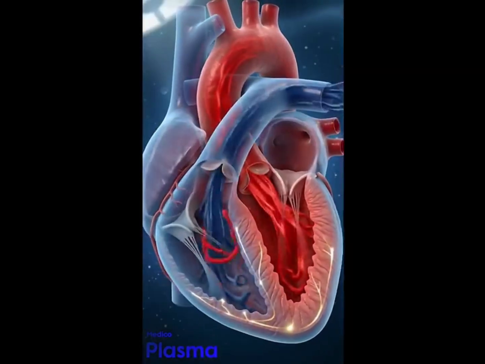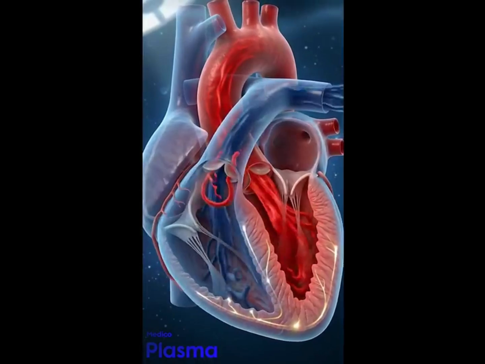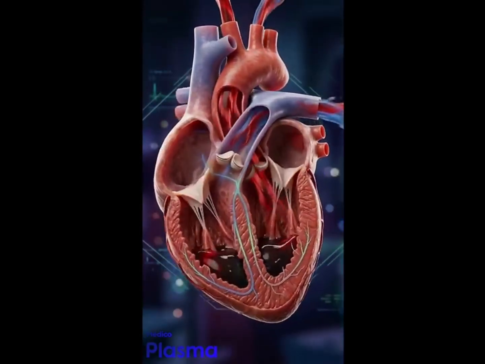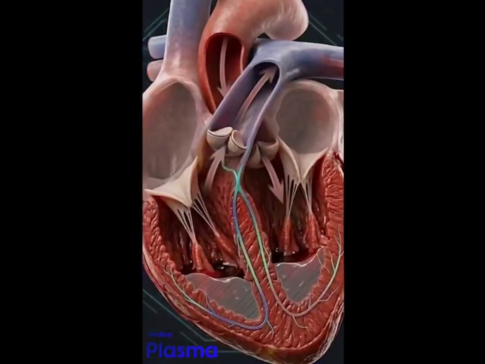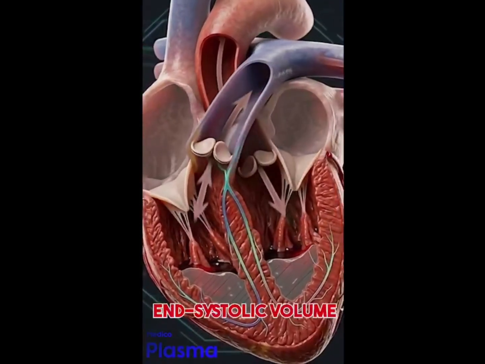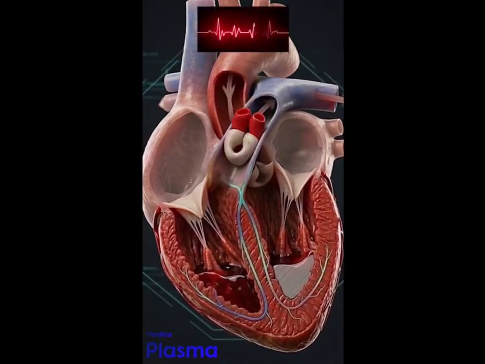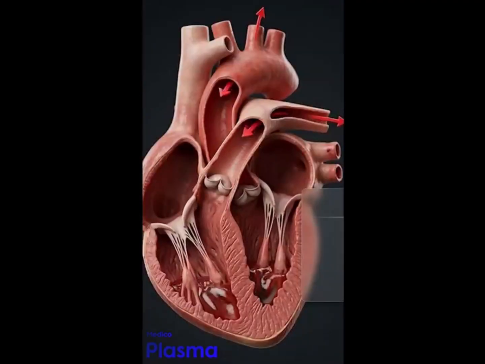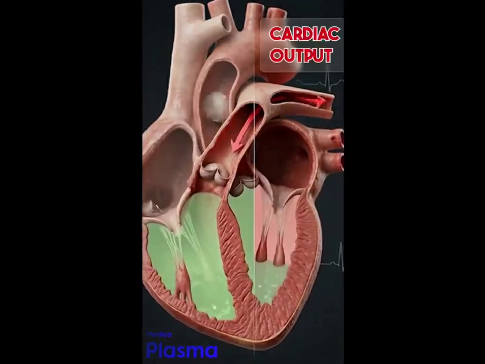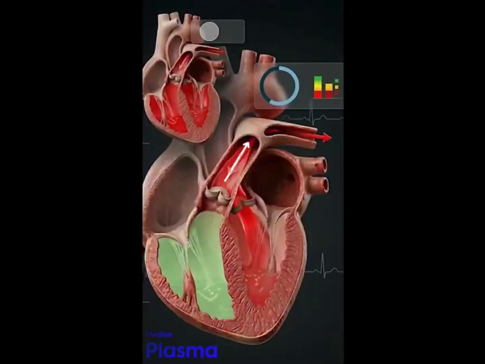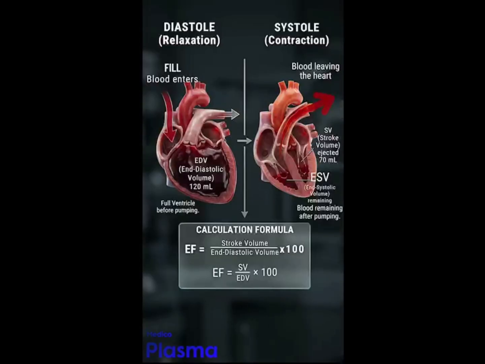During ventricular ejection, ventricular volume decreases significantly as blood leaves the chambers. However, a small amount of blood remains in the ventricles after contraction, known as the end systolic volume. The amount of blood ejected during each heartbeat is called the stroke volume, and it plays a crucial role in determining cardiac output. The efficiency of ventricular pumping is measured clinically by the ejection fraction, which reflects the percentage of blood ejected from the ventricles.